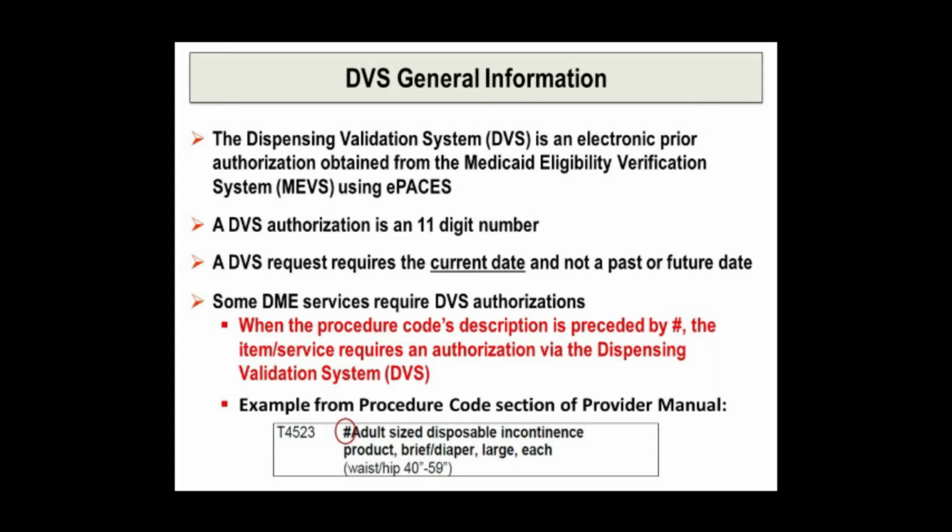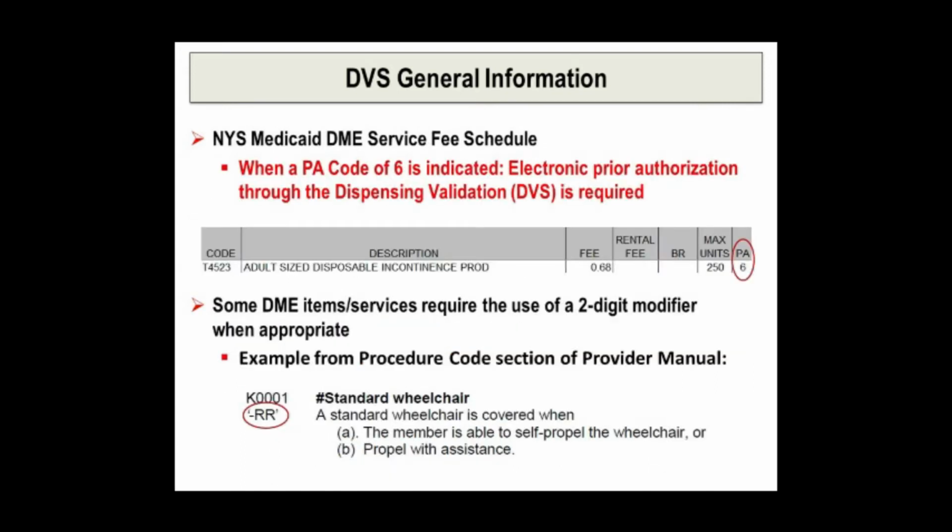When the procedure code's description is preceded by a hashtag, as in this example of adult-sized disposable incontinence products, the item or service requires an authorization via the dispensing validation system. Another way to determine if a DVS is required is to refer to the DME fee schedule on the emedny.org website. When a PA code of 6 is indicated, a DVS is required.